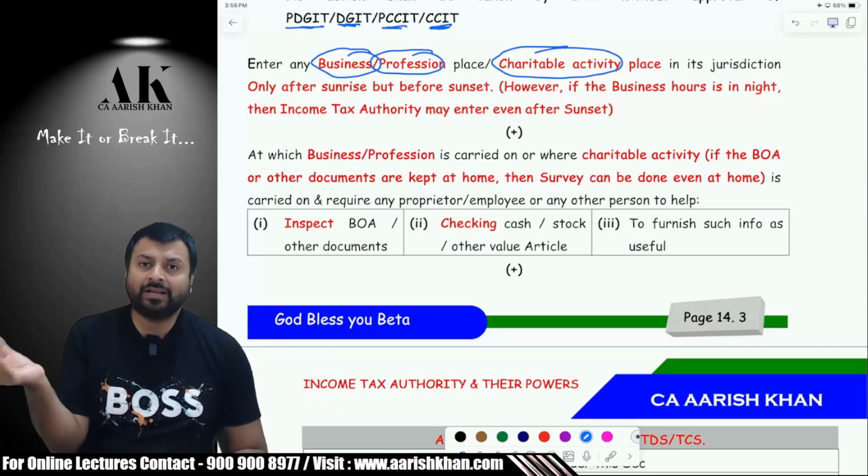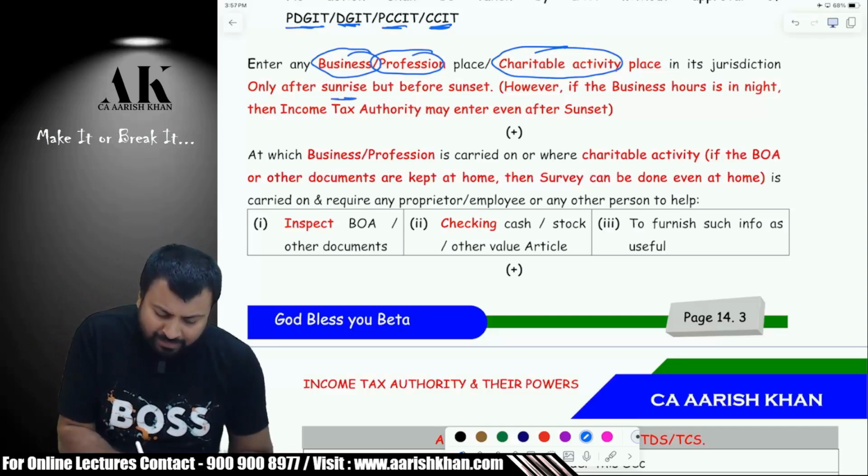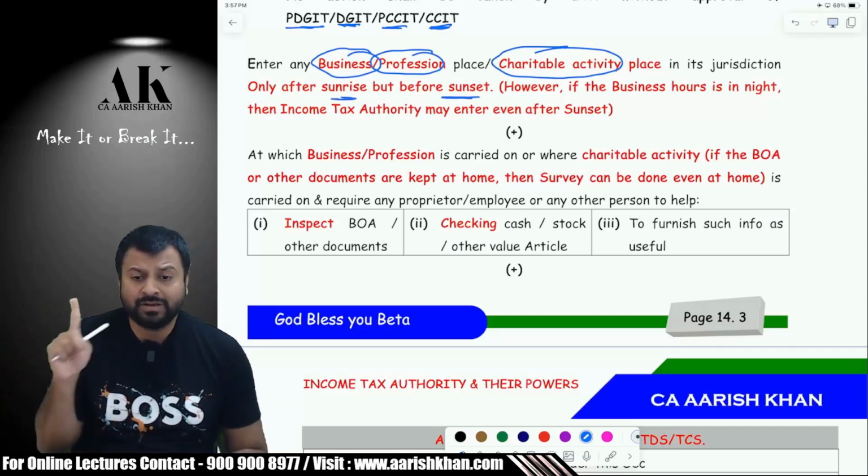Now when they will enter, where they will enter, that I have told you. Now when they will enter: after sunrise but before sunset. They will enter only after sunrise but before sunset. Be very careful, okay.